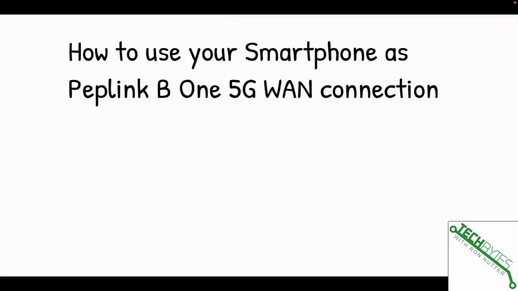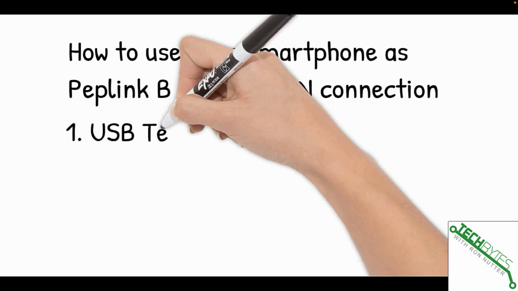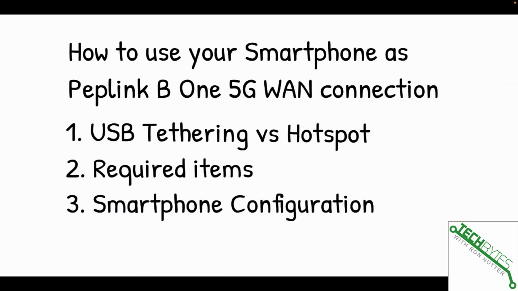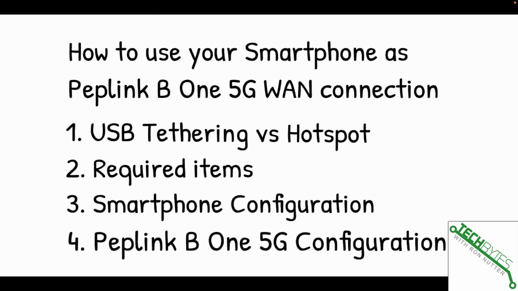Today, we're going to be talking about how to use your smartphone as a Peplink B One 5G WAN connection. The first thing we're going to go over is USB tethering versus hotspot. There's similarities, but there is a difference, so we need to make sure that we both are operating from the same understanding. The next thing we'll do is go over the items that you're going to need to have to get this all to work. We'll then next touch on configuring your smartphone, and then lastly, we'll deal with the Peplink B One 5G configuration.